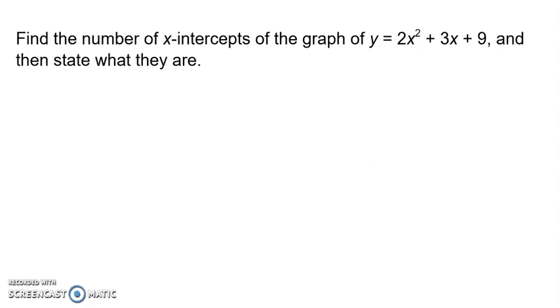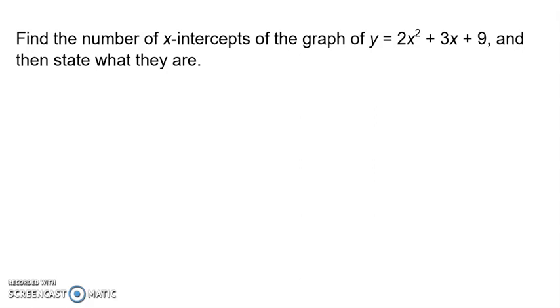All right, welcome back. So in this video, we're going to be discussing how to find the number of x-intercepts of a graph of a quadratic equation, as well as finding what those x-intercepts are, aka solving the quadratic equation. And today we're going to be using the quadratic formula as well as the discriminant to help us accomplish that goal.